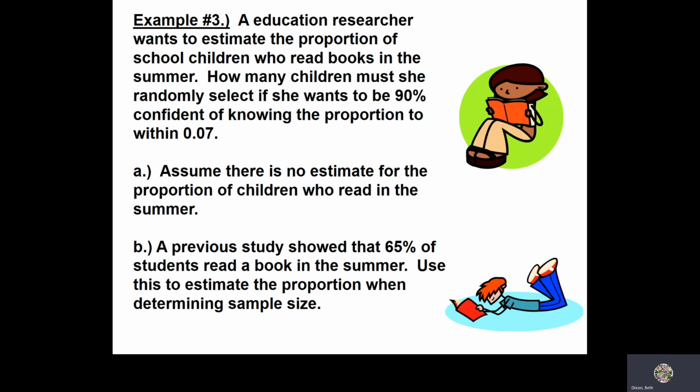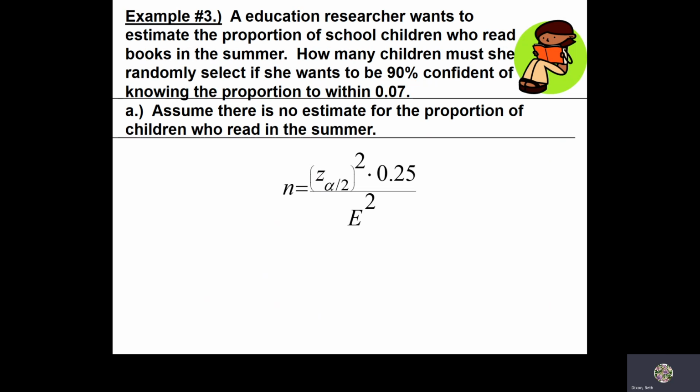That is the A part. For the B part, we want to use a previous study that showed that 65% of the students read a book in the summer. Use this to estimate the proportion when determining the sample size. So we will do it in both ways.